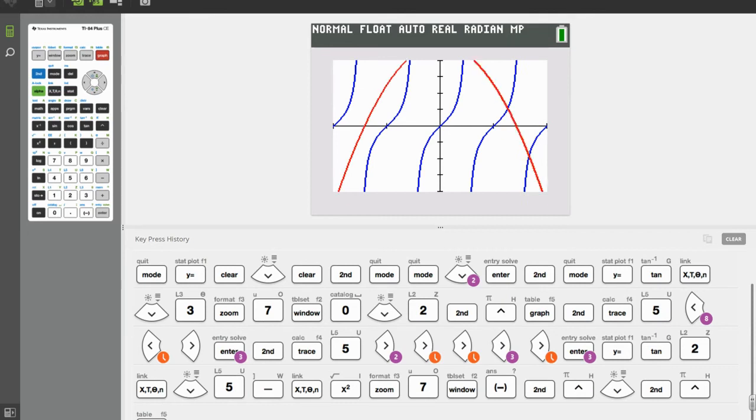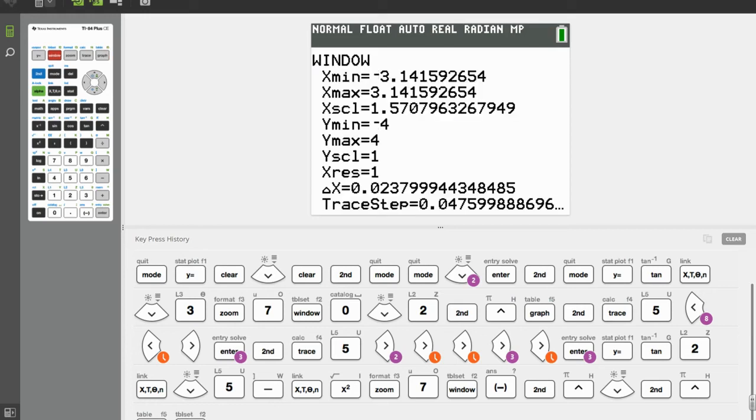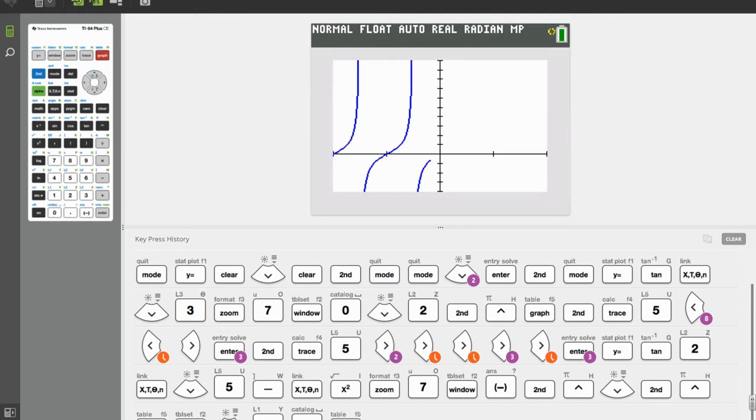And now if you notice, it looks like there's some intersections happening a little bit higher on the graph, and I can't really see them. So I want to go back to window, and I want to pick a higher value for the positive part of my y-axis. So I'm just going to pick 10. I'm just guessing, but let's see if that works. We'll go to graph. Hopefully we'll be able to see all the intersections. Okay, perfect. So we've got an intersection here, here, here, and here. So we're going to have 4 solutions.